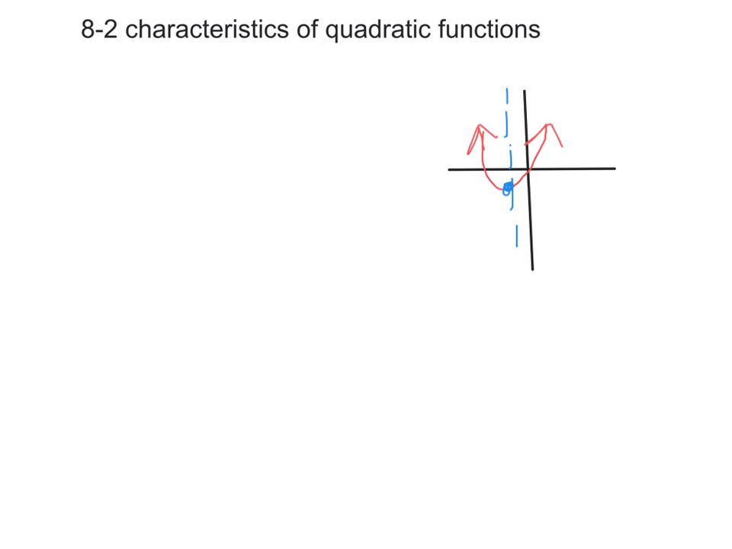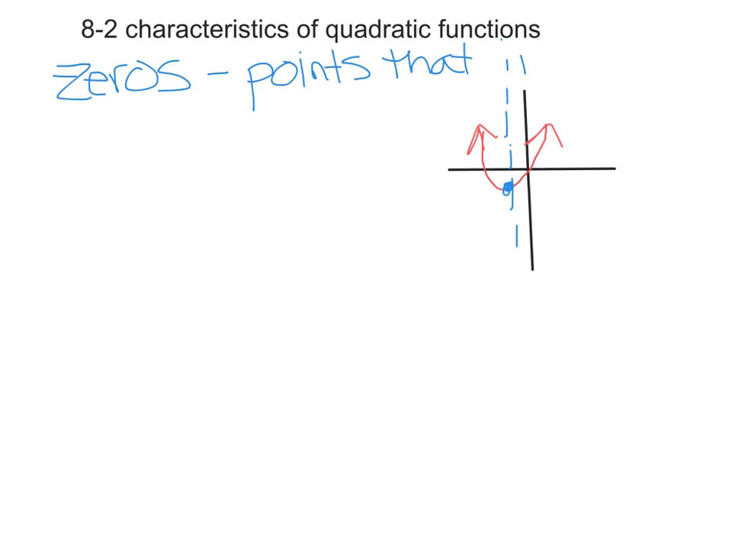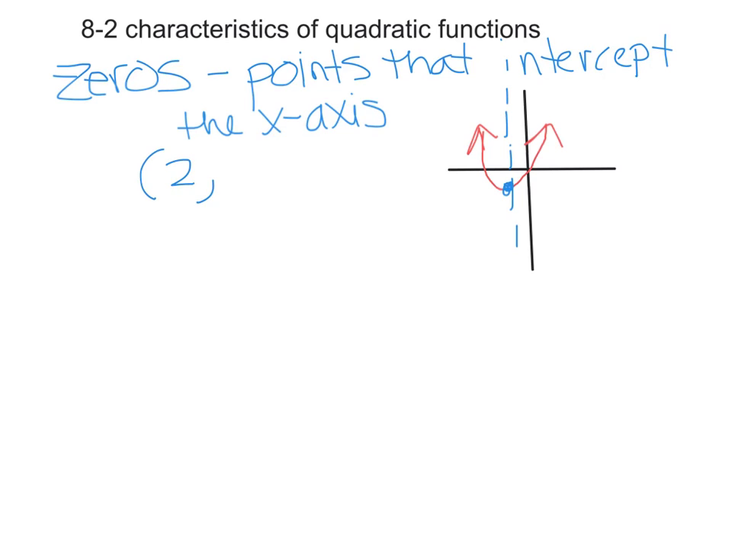So some of the words that I'm going to teach you about are zeros. The zeros of a graph are where it hits the x-axis. Points that intercept the x-axis. Because if it goes straight, I'll show you. You can have either 2 zeros. You have an option for this answer. You're either going to have 2 zeros, 1 zero, or none.